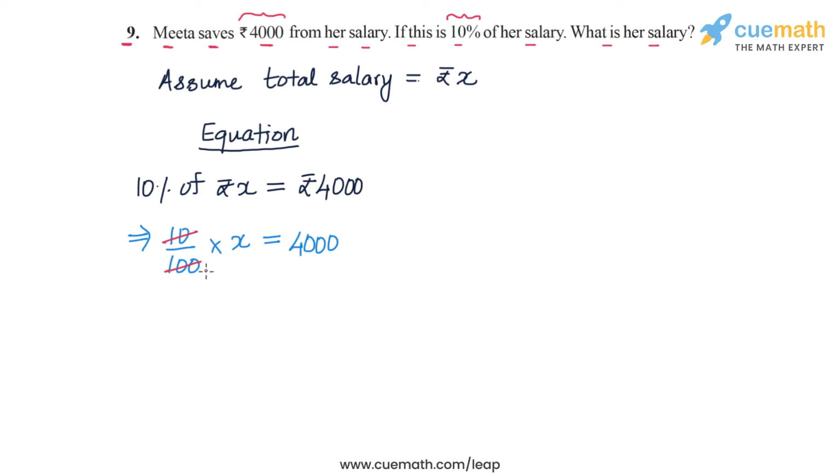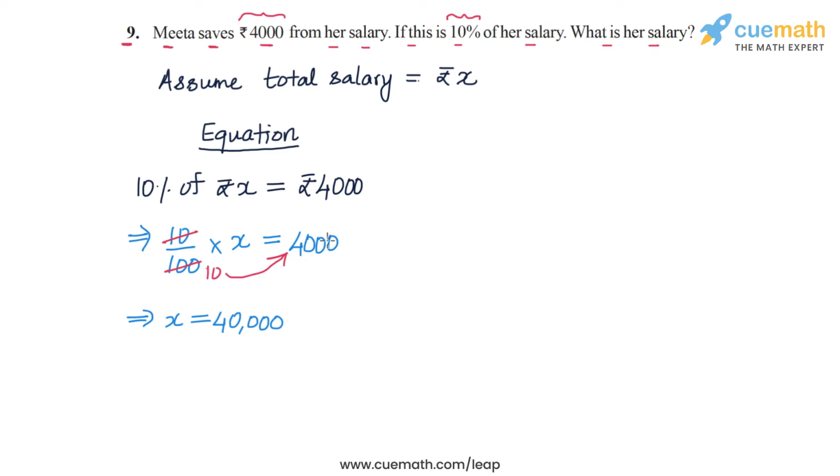So 100 by 10 is 10, and then we take this 10 to the right side and multiply it with 4,000. So that will give us X equal to 40,000. So this tells us that Mita's total salary is 40,000.